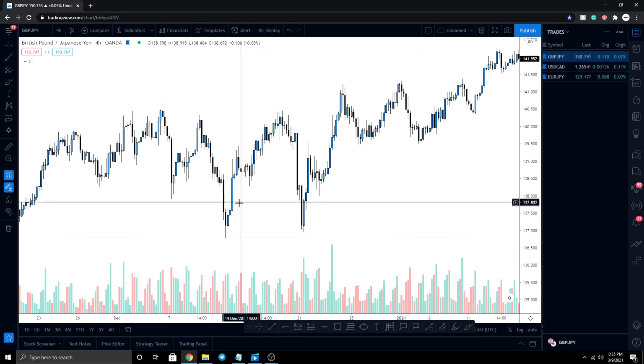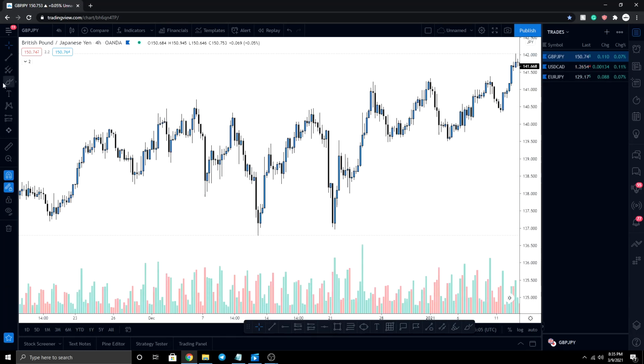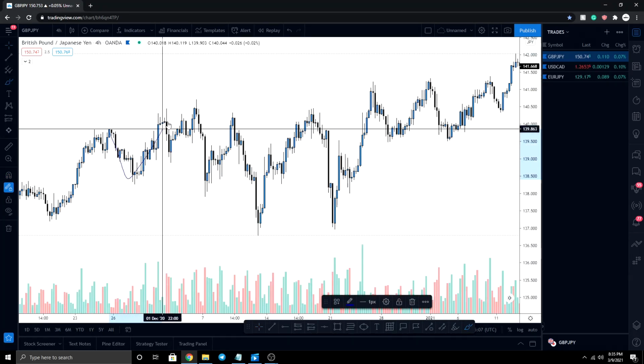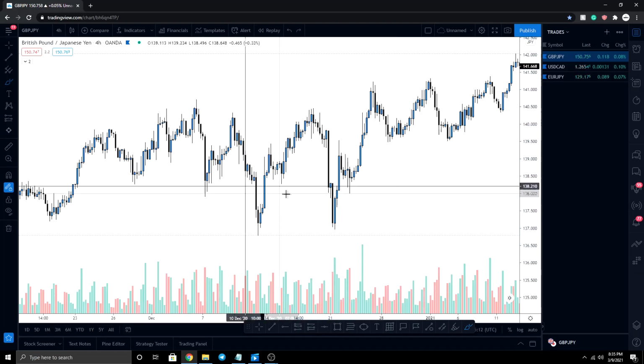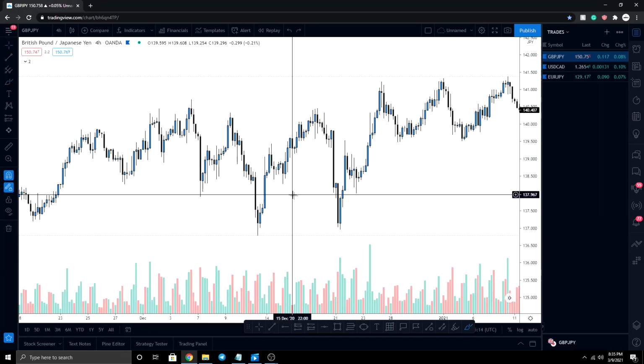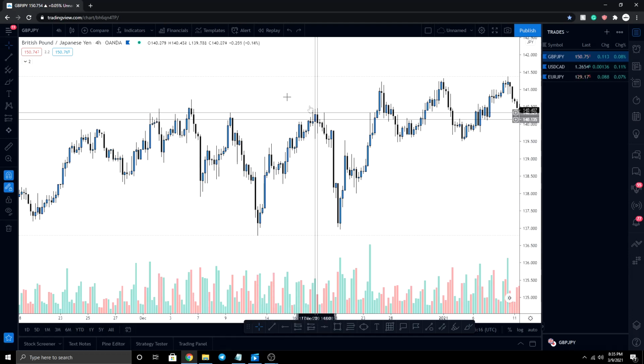Now when we're looking at GBP JPY structure, what a lot of people get confused with is all this nonsense over here, that the market goes up and then down and then up and then down. People get really confused with it. Now what I want to do is simplify what you see right over here.